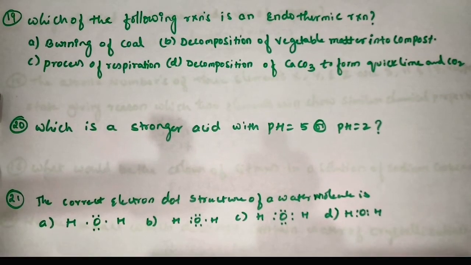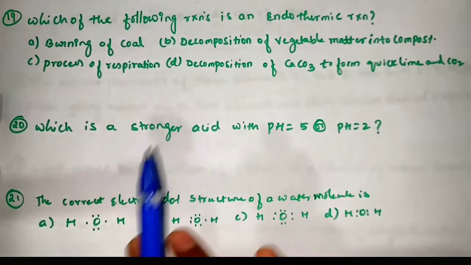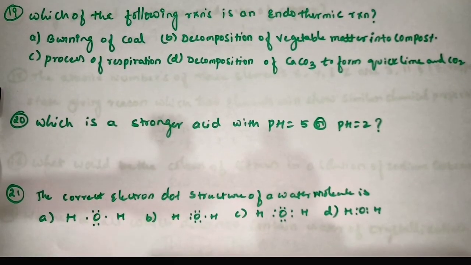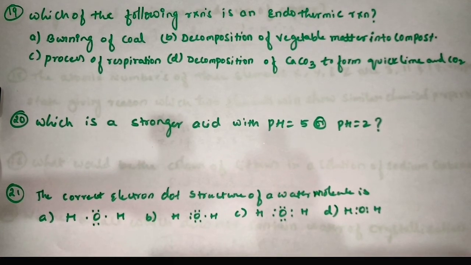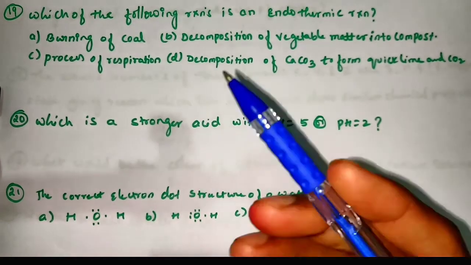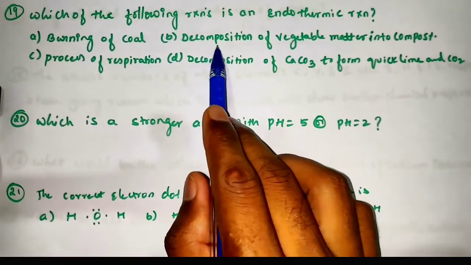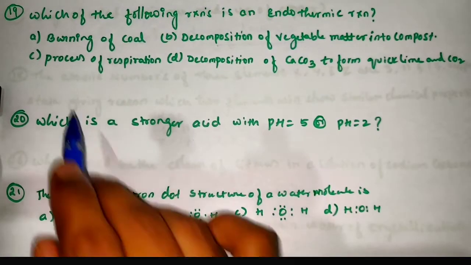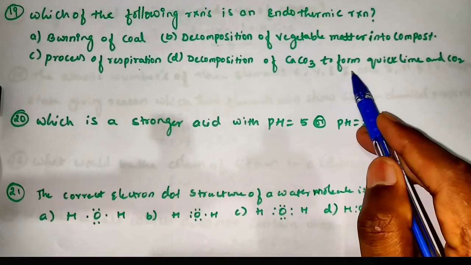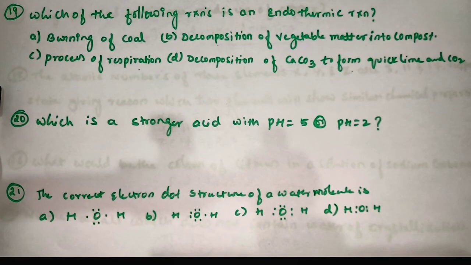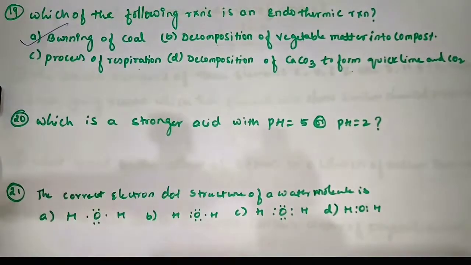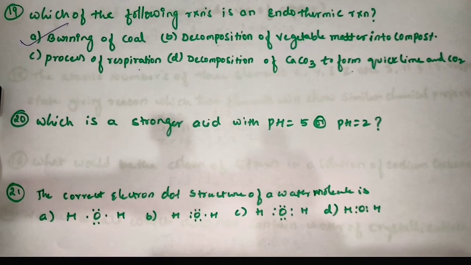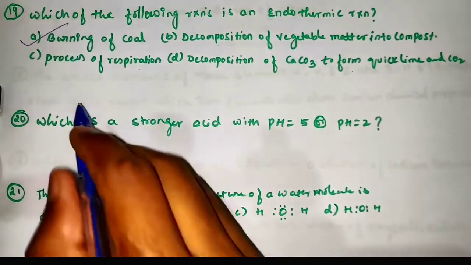Move to the next question. Which of the following reactions is an endothermic reaction? What is an endothermic reaction? The reaction in which heating is required, means energy is needed. Exothermic means energy will be liberated from the reaction. Endothermic means energy is required to complete the reaction. So the options are burning of coal, decomposition of vegetable matter into compost, process of respiration, decomposition of calcium carbonate to quicklime and carbon dioxide. From these four, the first one is the answer, burning of coal. Here you are going to burn, which means you are adding heat energy. So option A is the answer.